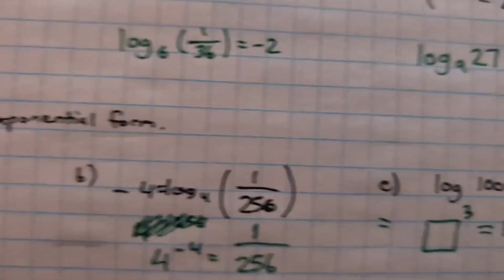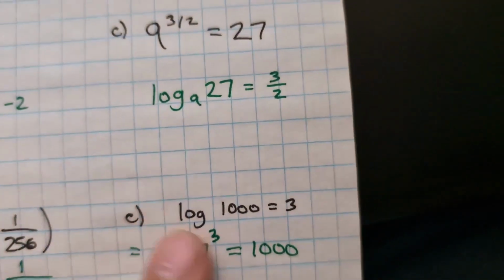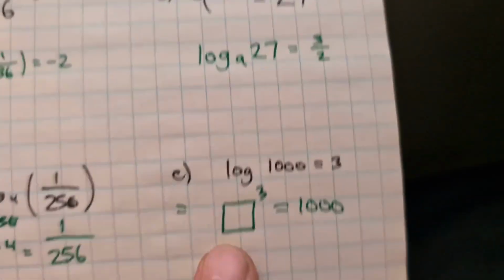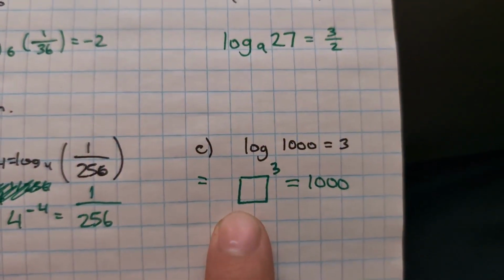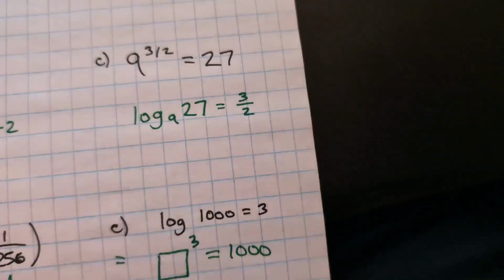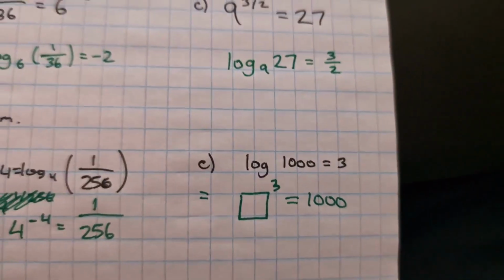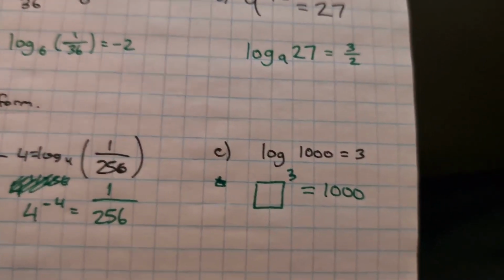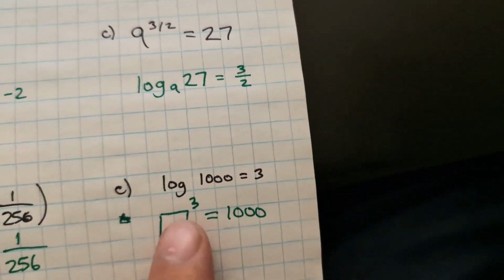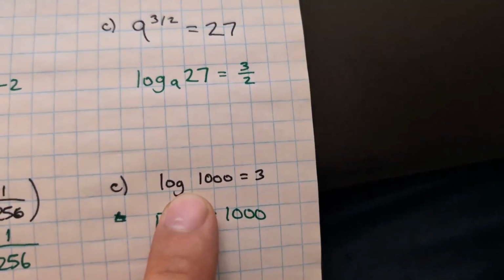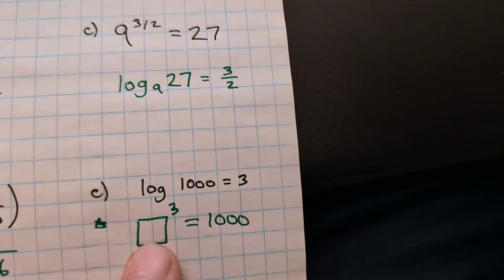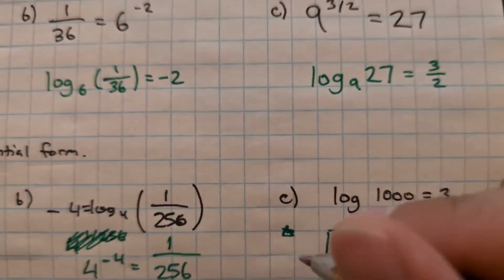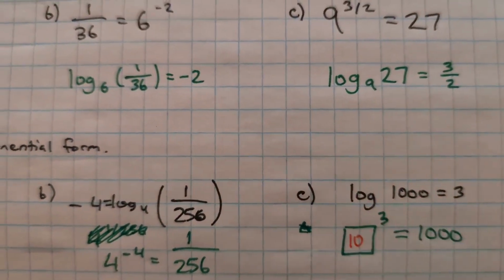And then part C, log of 1000 equals 3. Here it's missing a base. So it looks like I can't really write anything in for my log. I should get rid of this equal sign because it's not really doing anything. Then we can think, if there's no base here, what does that mean? Well, something cubed gives you 1000. That would work if this number was a 10.